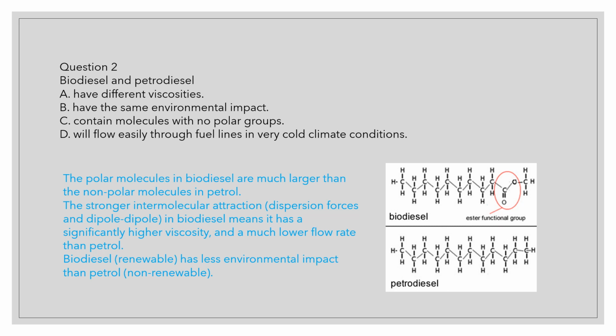Biodiesel contains polar groups, and petrodiesel does not, so biodiesel has larger viscosities than petrodiesel. A is correct, and C and D are incorrect. Biodiesel is more friendly to the environment than petrodiesel. So, B is incorrect.